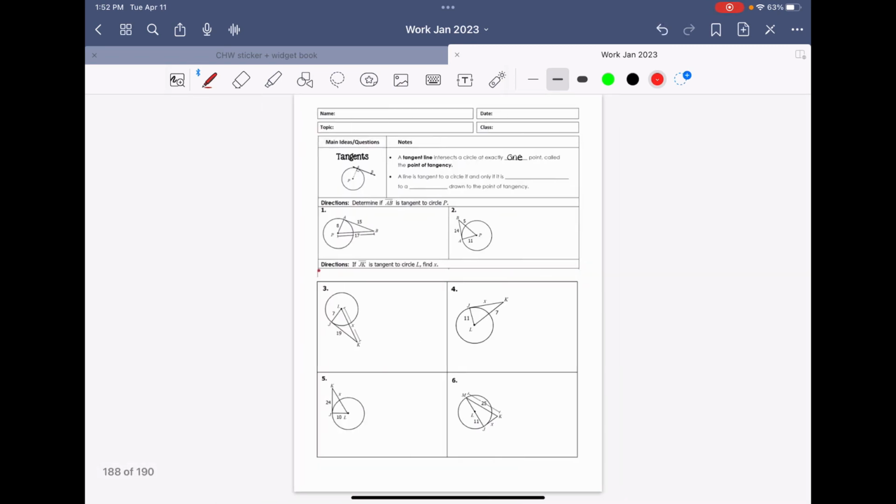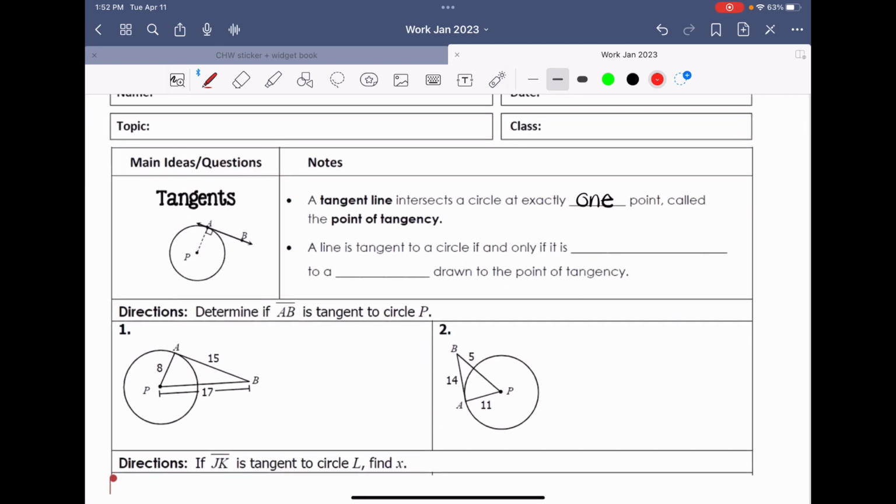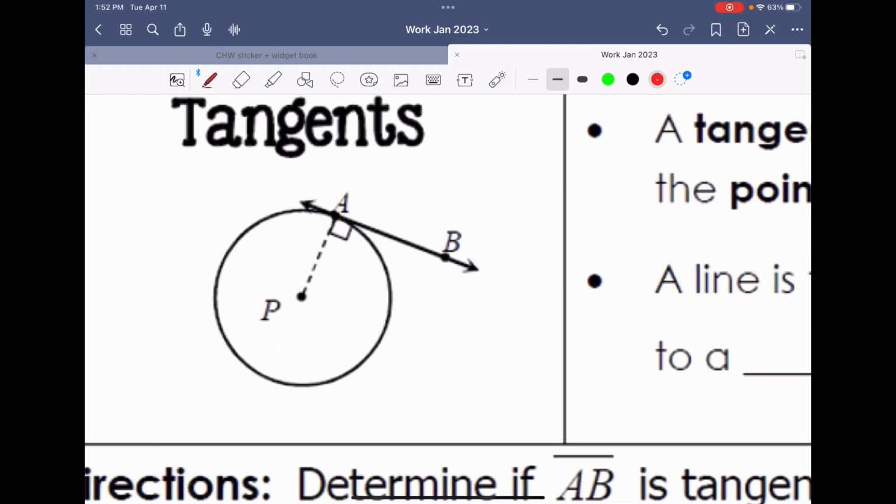All right, so let's talk about our vocab. So if you look at the little picture here, you can see that we have a tangent. This is the tangent line. Okay, so the tangent line is AB. The radius would be called AP or PA. That's the radius. And then when you make the radius to the tangent, it makes that 90-degree angle.